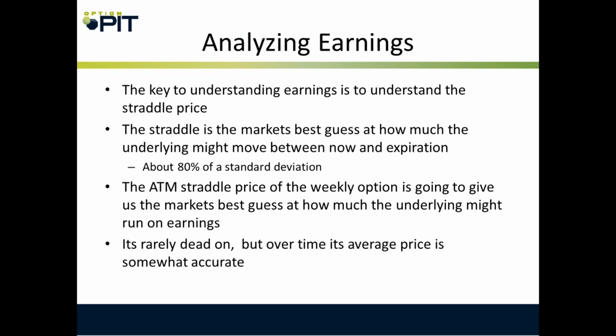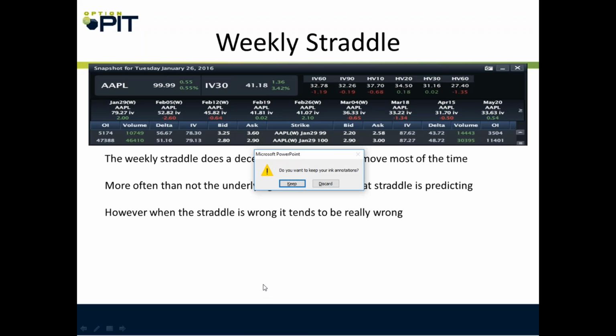So the key to understanding earnings is to understand that straddle price. A straddle is the market's best guess at how much the underlying might move between now and expiration. It's about 80% of a standard deviation. The at-the-money straddle price of the weekly option, so the week of earnings. So like right now, the at-the-money option.